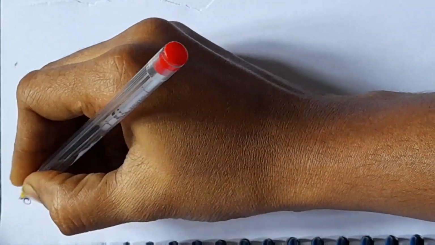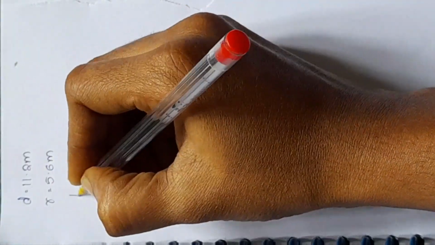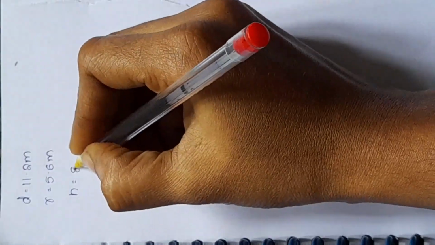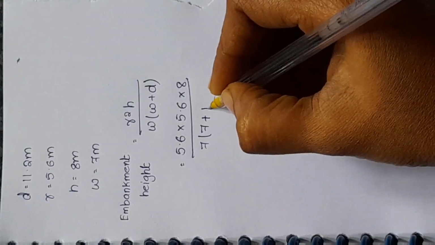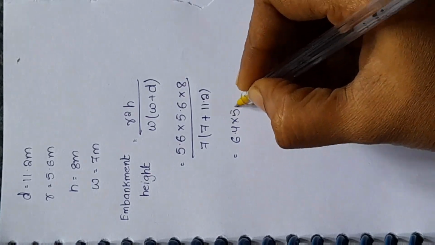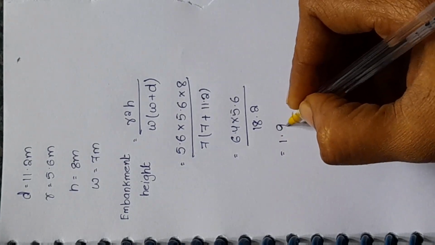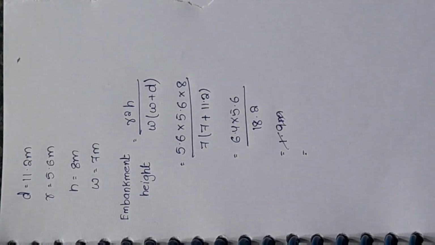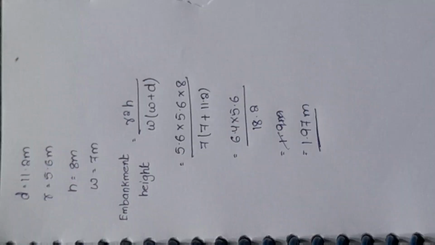From the given information in the question, d is equal to 11.2 meters. So r becomes 5.6 meters. h is 8 meters and w is 7 meters. Let us substitute the values. 5.6 into 5.6 into 8 by w, which is 7 into 7 plus 11.2. This can be written as 6.4 into 5.6. The denominator is 18.2. On calculating, we get 1.97 meters is the embankment width.